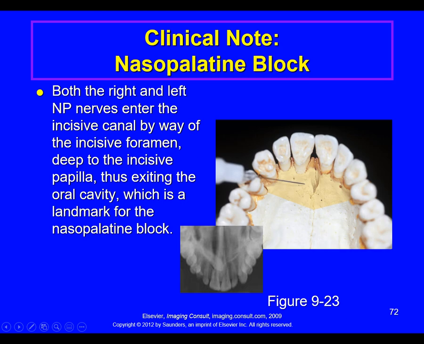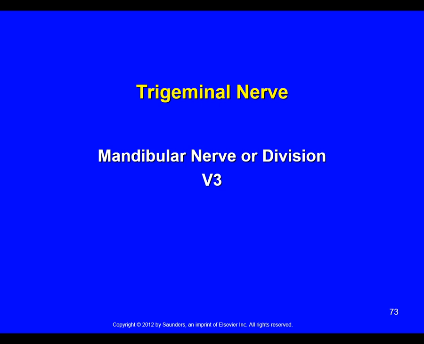And here's where the injection would be, near that incisive foramen in the fattest part of the incisive papilla to numb the nasopalatine nerve. Alright, then we've got our V3 branch.